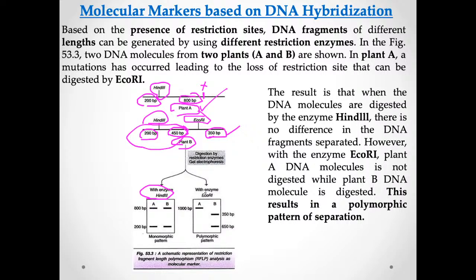Whereas on the other side with the E. coli, in plant A, as it doesn't have restriction sites, it will give me a full 1000 base pair. It will not cut from anywhere. But from the other side, it will give me 350 base pairs and 450 plus 200, 650 base pairs. So I'm getting a polymorphic pattern, a different pattern.